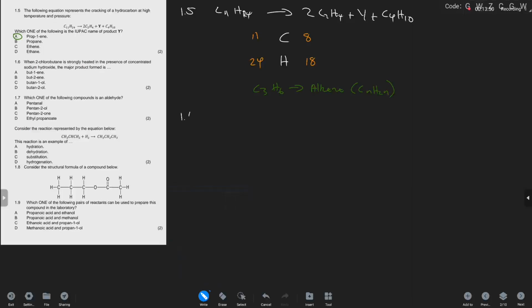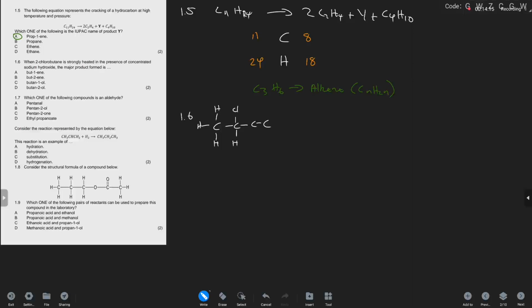And then we'll move on to 1.6. When 2-chlorobutane is strongly heated in the presence of concentrated sodium hydroxide, the major product formed is. Now, the first thing that we need to do is draw the structural formula of 2-chlorobutane. And this is a reaction.